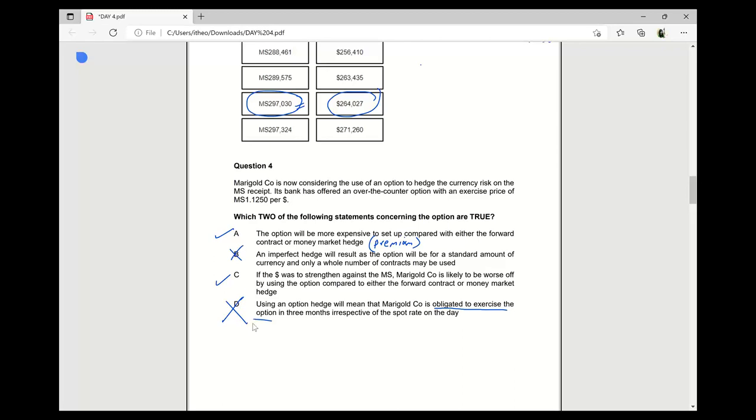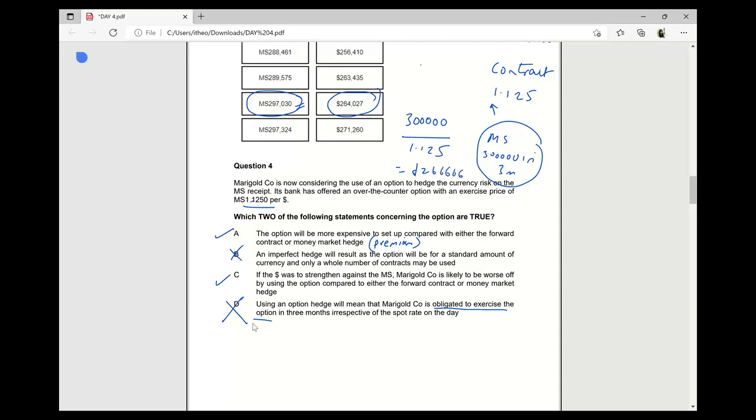And if the dollar was to strengthen, Marigold is likely to be worse off by using the option compared to the forward market or money market. Let's suppose you are receiving shillings 300,000 in 3 months and you do an options contract at this rate of 1.125. It's an indirect quote, so you divide: 300,000 by 1.125. You do a contract at this rate, and you will receive 266,666 dollars.